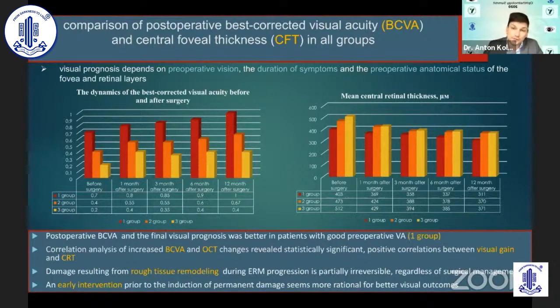The postoperative ISOS alterations and macular edema were significantly higher in the second and third groups. On this basis, it could be concluded that the membrane thickening and contraction due to cellular transformation lead to distortion in the external and internal retinal layers. That's why an early intervention prior to the induction of permanent damage seems more rational for better visual outcomes.